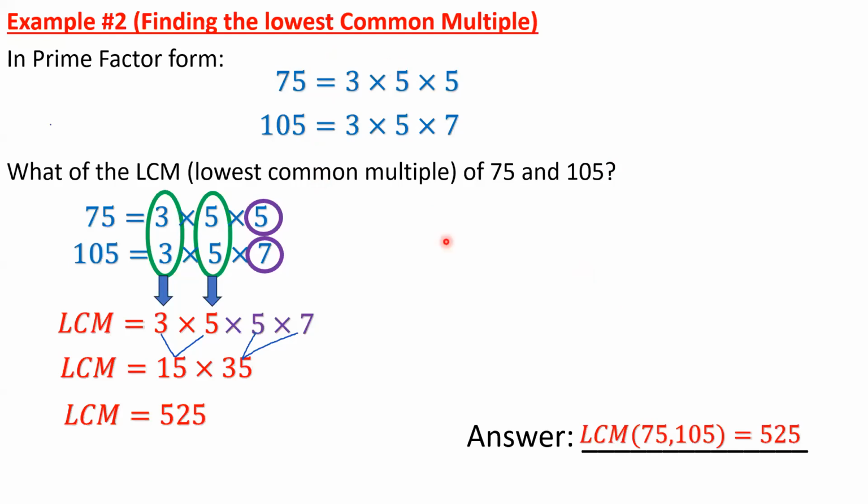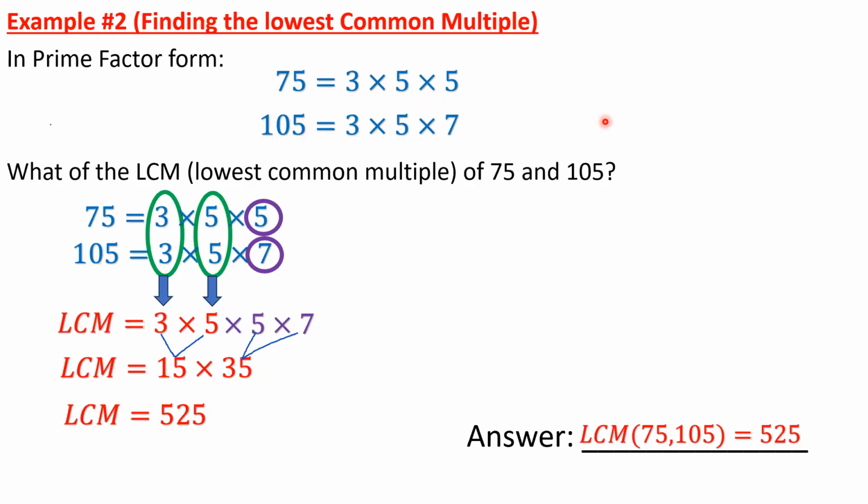To find the prime factorization of 75, multiply 3 times 5 times 5. You're very low, so can you speak into the mic? You can hear me now? Okay, go ahead. To find the prime factorization for 75, we will do 3 times 5 and 5 times 5. And to do that for 105, we will do 3 times 5, 5 times 7.